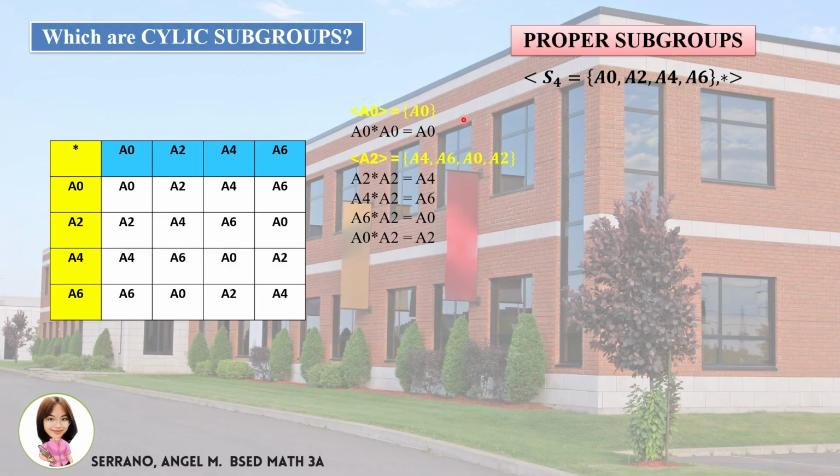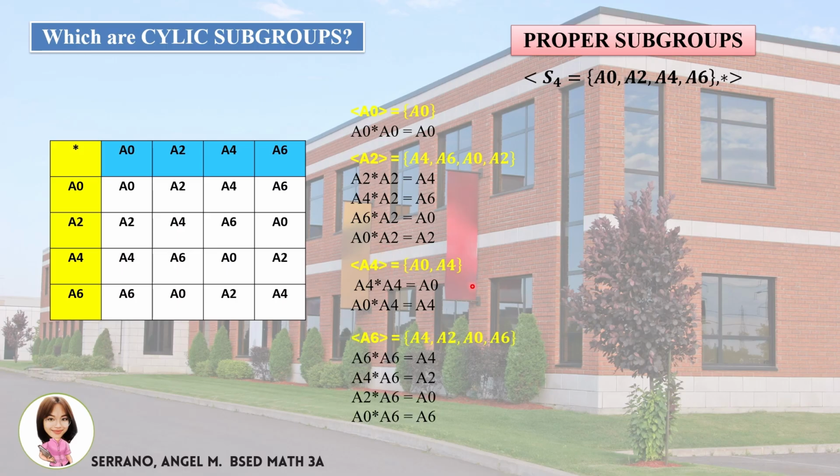Then next, let's have the elements generated by A2. The elements generated by A2 are A4, A6, A0, and A2, and as we can see, it generates the entire group of S sub 4. Therefore, it is a generator of S sub 4. Then next, we have the elements generated by A4. So we have A0 and A4, so it is not a generator of S sub 4 since it didn't contain all the elements of S sub 4.